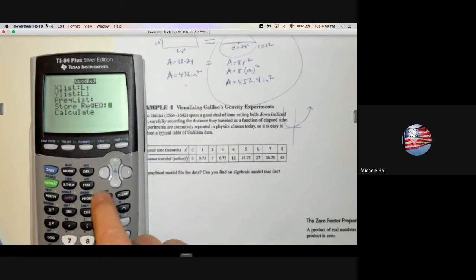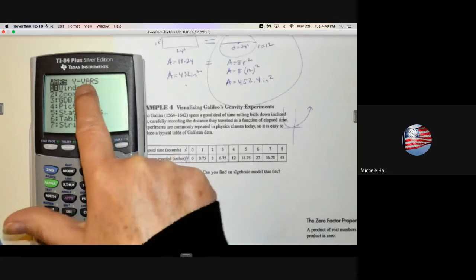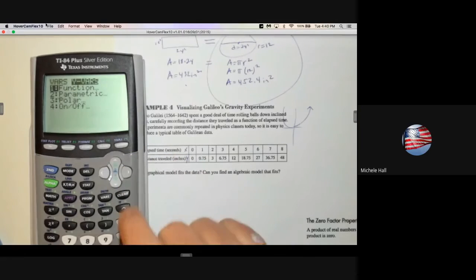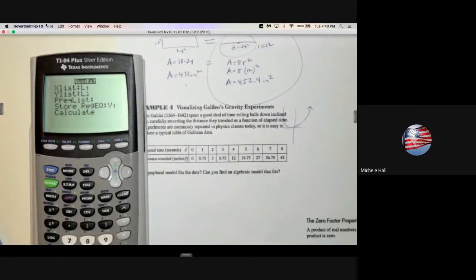I want to store this equation into y equals, so I don't have to manually punch it in myself. I'm looking for the y variable. Scroll over, and number 1 is a function, and I want it to go to y1. Enter, enter, enter again, and I'm going to write this data down.